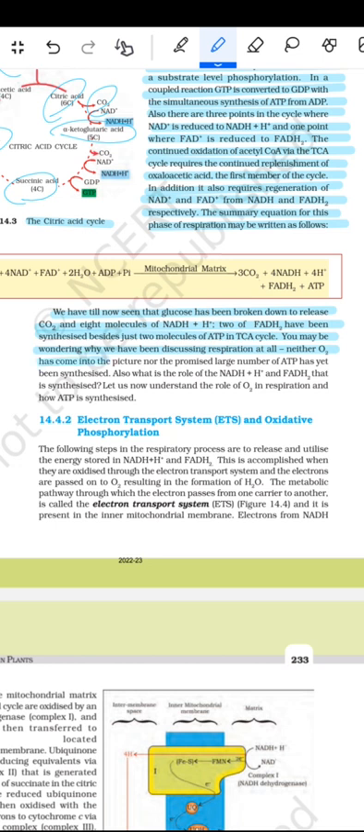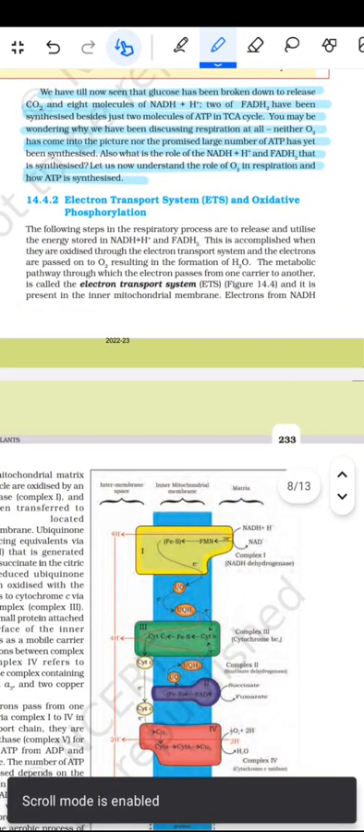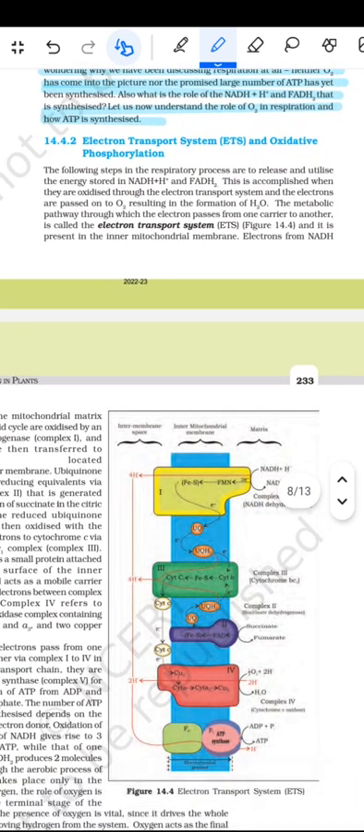Neither O2 has come into the picture nor the promised large number of ATP has yet been synthesized. Also, what is the role of the NADH plus H plus and the FADH2 that we synthesized? Let us understand the role of the O2 in respiration and how the ATP is synthesized. After that comes the electron transport system and the oxidative phosphorylation.